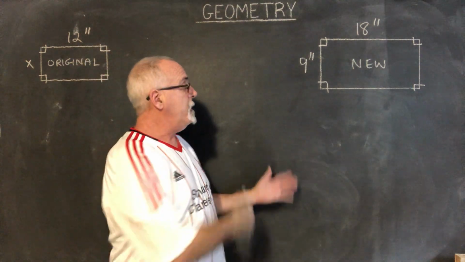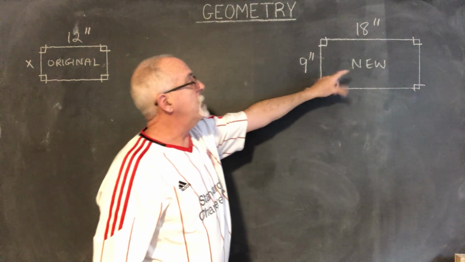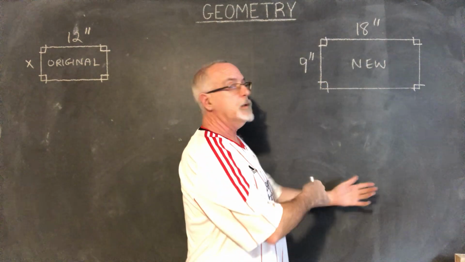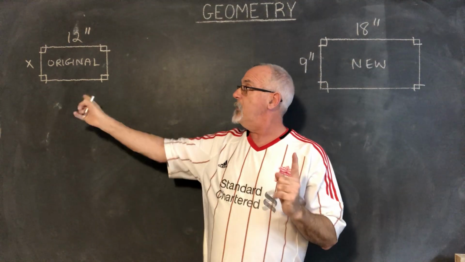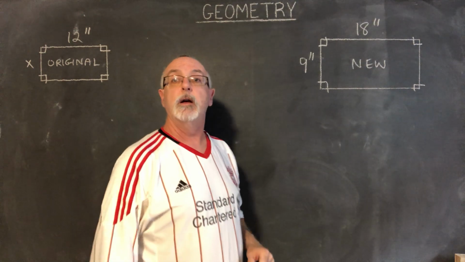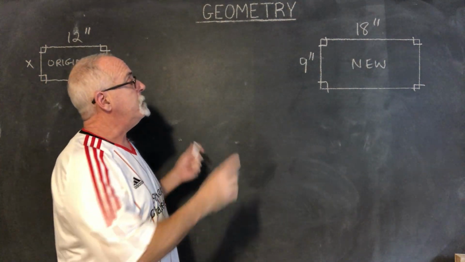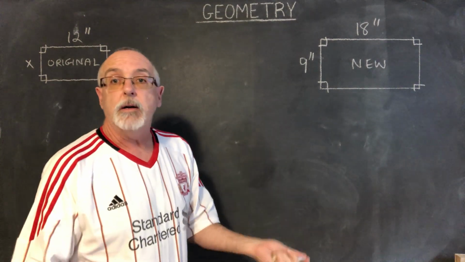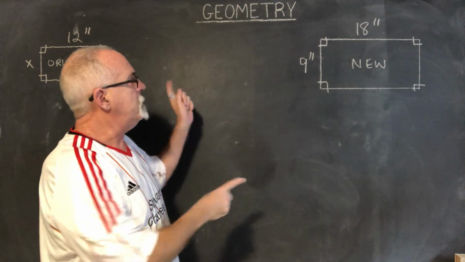It doesn't matter where they are on the page, and it doesn't matter how they're twirled around. I could rotate this 90 degrees so that the shortest side is on the bottom and the longest side is on the side, and it would still be similar to this one. The two rectangles are similar because I gave you two rectangles that are similar. Is it possible to have two rectangles that are not similar? Yes. So you have to be told they're similar, and I'm telling you right now, these two are similar.